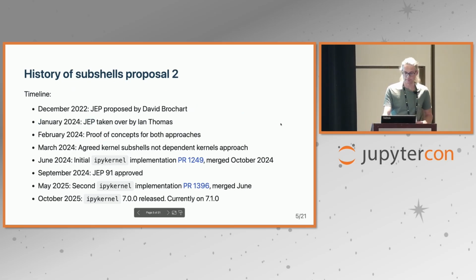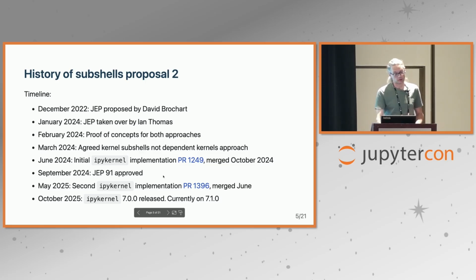History, page 2. I won't go through all of this. Key observation is it took about 3 years to go from beginning to end there. If you jump down to the bottom, ipykernel contains the reference implementation for kernel subshells in version 7. That was released last month. We've had a couple of panic releases since, when I've had to fix things that I broke. That's what's available today, essentially.